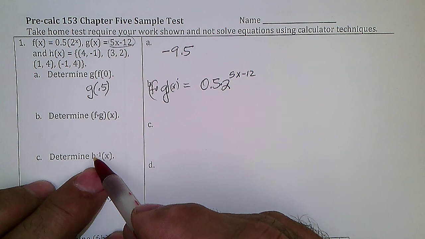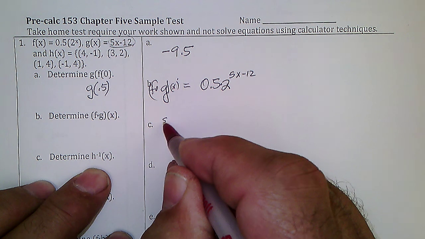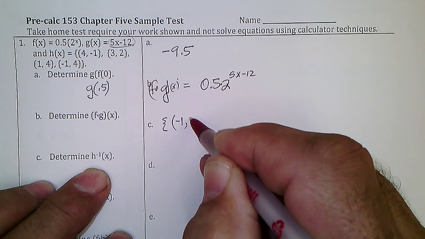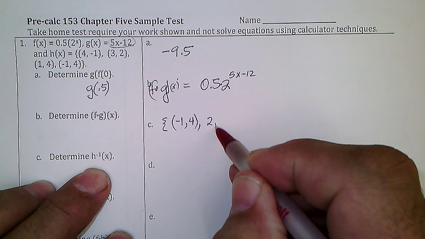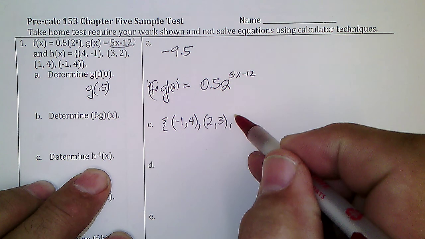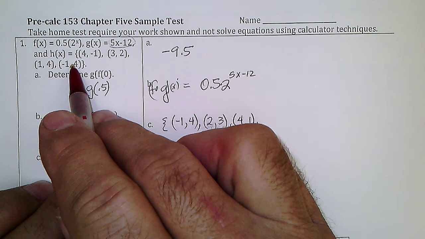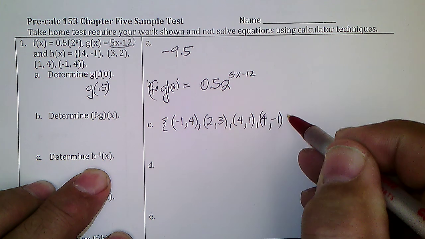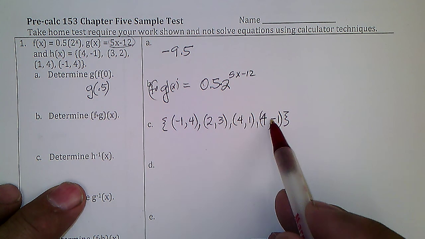C, find h inverse of x. So that means we just turn around the points. So instead of 4, -1, it's -1, 4. Instead of 3, 2, it's 2, 3. Instead of 1, 4, it's 4, 1. And instead of -1, 4, it's 4, -1. Now, I've noticed that this is not a function.